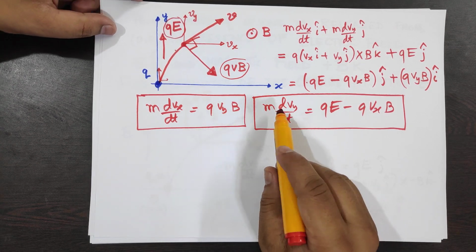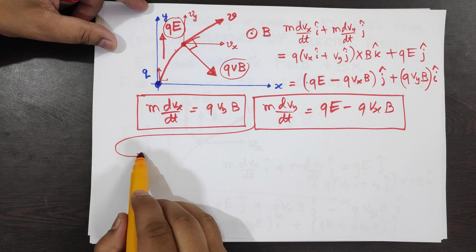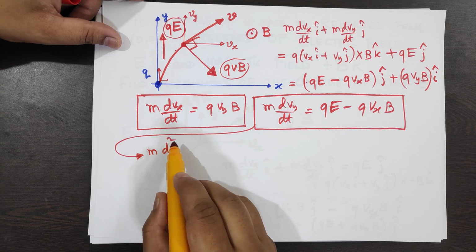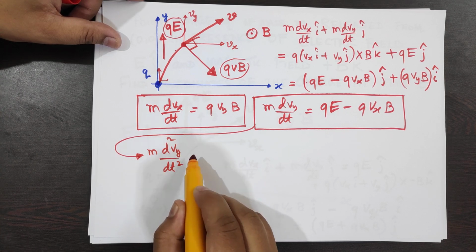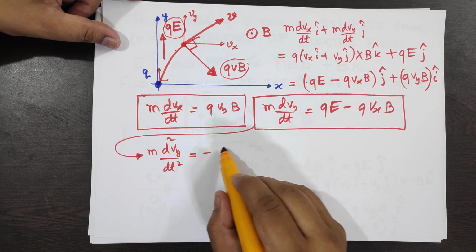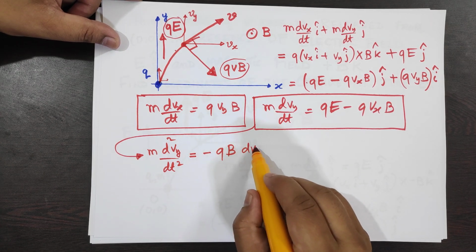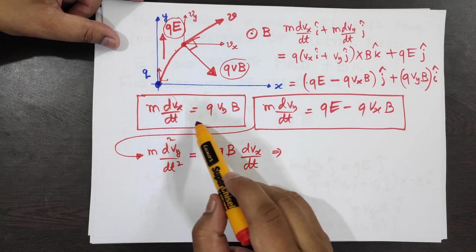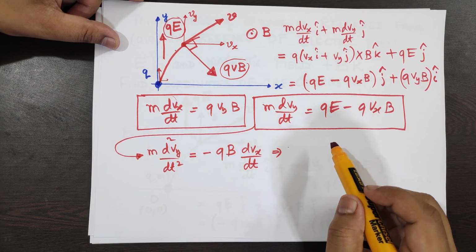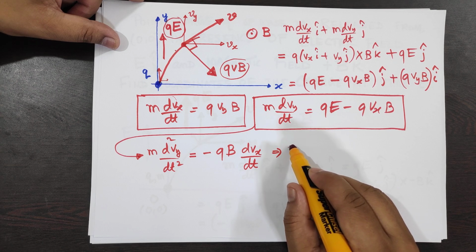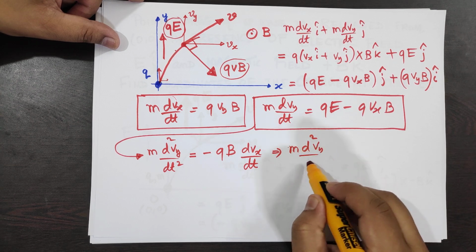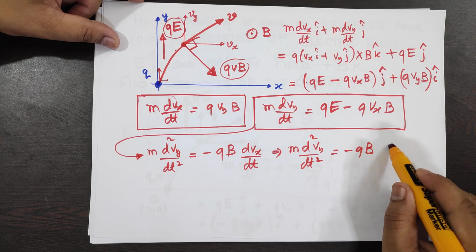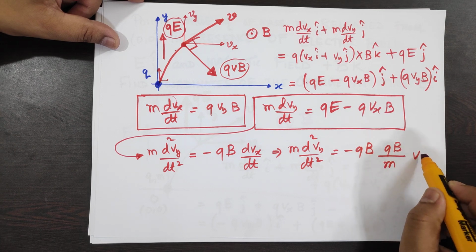So what we'll do, we will differentiate this expression. I actually know this from before, that is why I can do it, else just by guessing it is difficult to solve this problem. So this dVx/dt. Now we will substitute dVx/dt from this equation here. Okay, so that is m d2Vy/dt2 equal to minus qB, and dVx/dt is again qB by m times Vy.